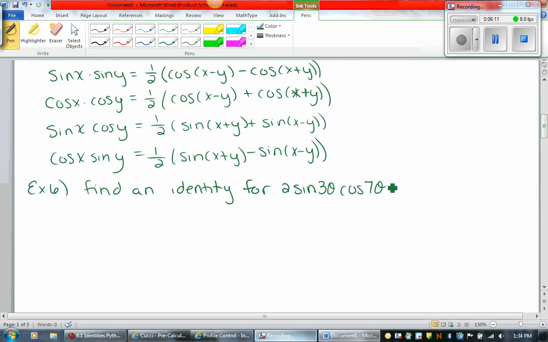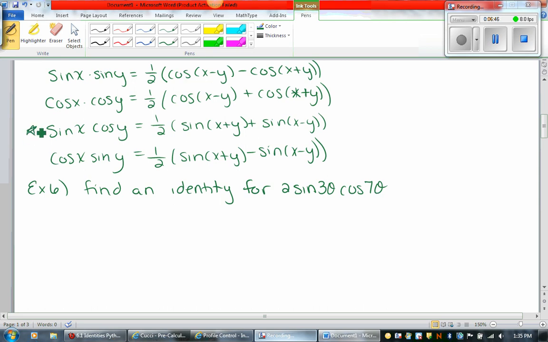Okay. So what we have here is 2 times sine x cosine y. Which identity do we wind up using? Okay, so we're going to be taking a look at how we manipulate this. Sine x cosine y. Okay, so sine x cosine y is right here.